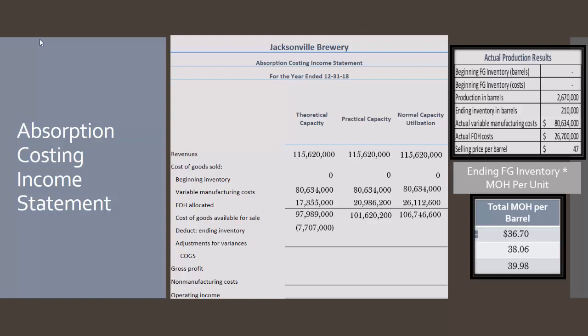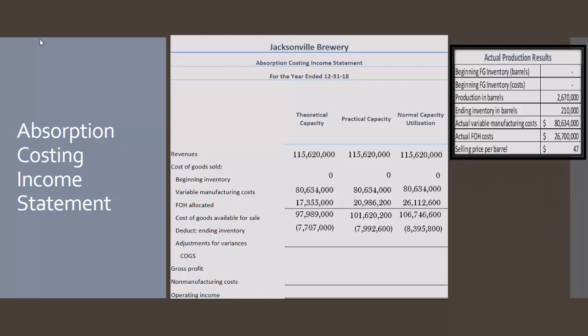For practical capacity, we are allocating total manufacturing overhead of $38.06 per barrel. So let's multiply that by the 210,000 barrels we have in ending inventory. It means we would report ending inventory of $7,992,600 at the end of the year. And then for normal capacity, we were allocating $39.98 of overhead costs to each barrel. If we multiply that by the 210,000 barrels we have in ending inventory, our ending inventory would be $8,395,800.